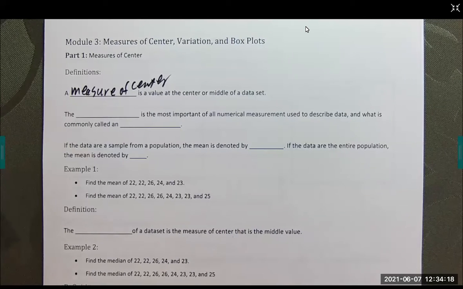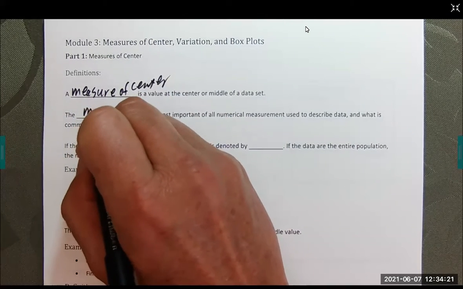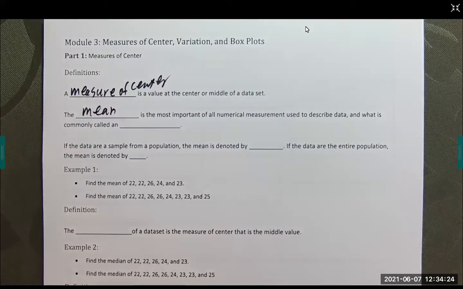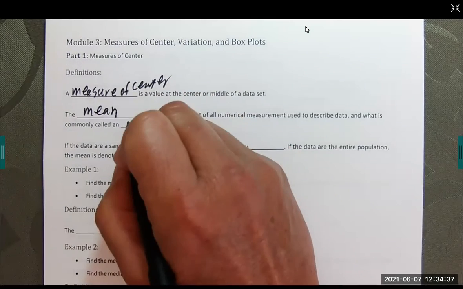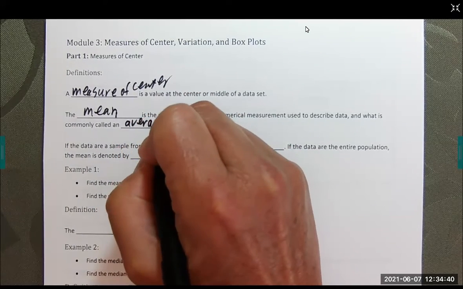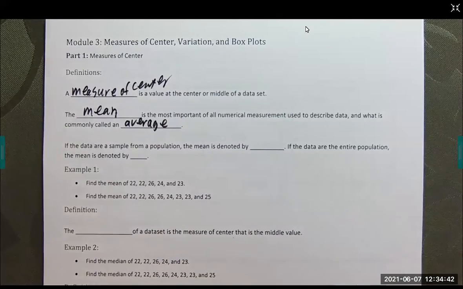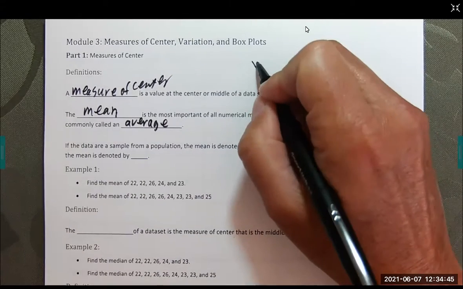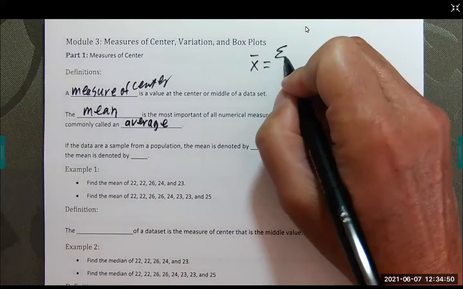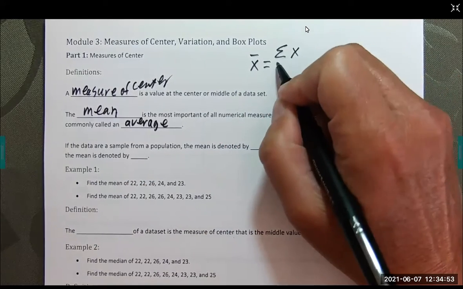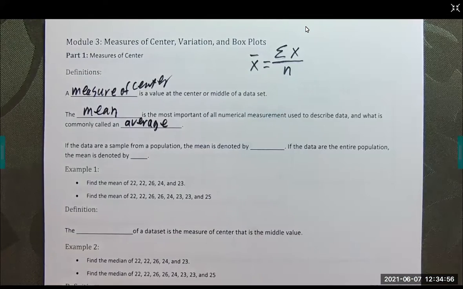So the first one is called the mean. We use the mean a lot, especially in this class. This is going to be a very important piece of information that we're either going to be looking to find or to analyze, and it's often just referred to as the average. To be clear, the official definition of the mean is the summation of all the data divided by the number of data.